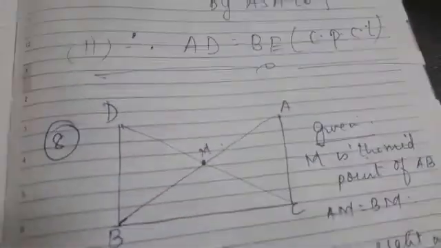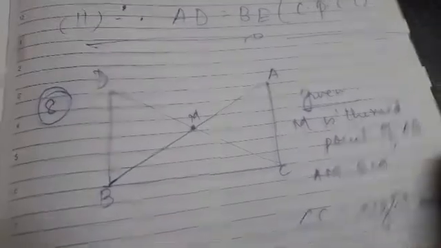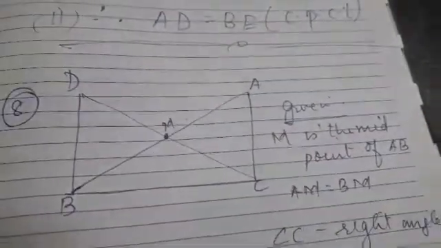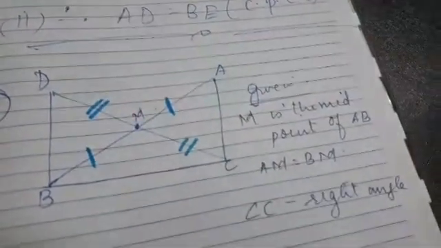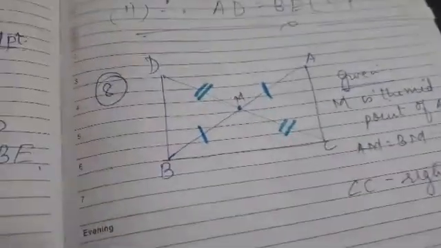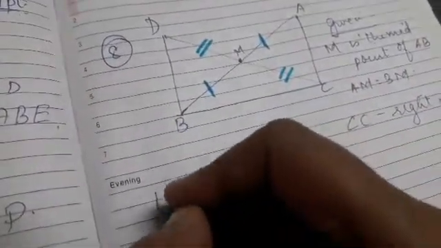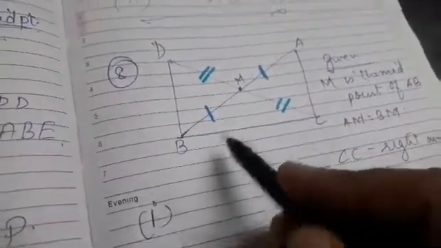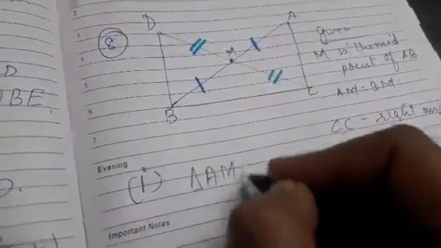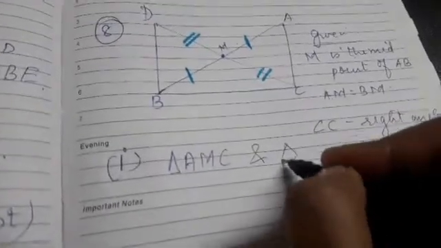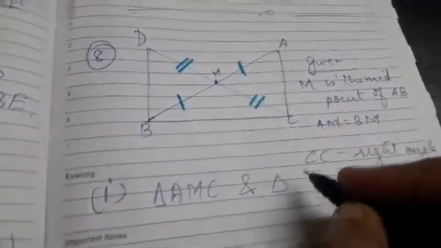Now, it is given that M is a midpoint of AB. M is a midpoint of AB means this part will be equal to this part. And it is also given that this side DM is equal to CM. So, in the first part of the question, children, you have to prove that the two triangles are congruent. So, let's see. First, triangle AMC and triangle BMD.